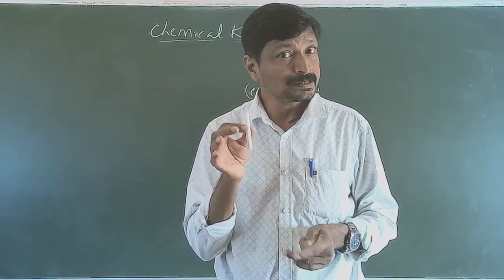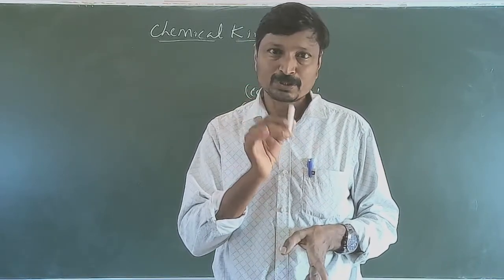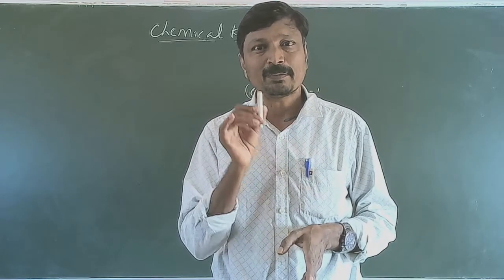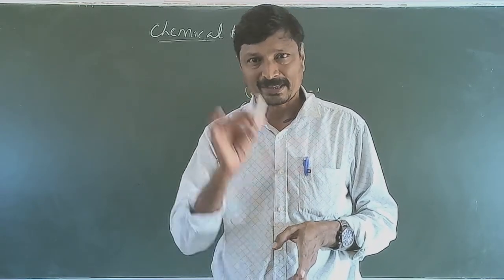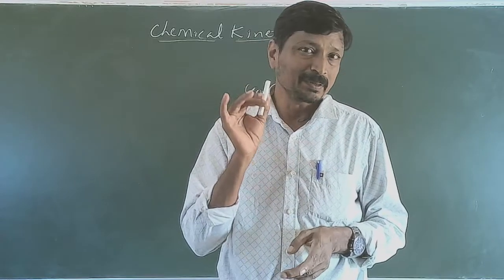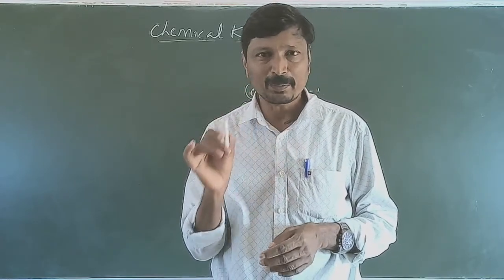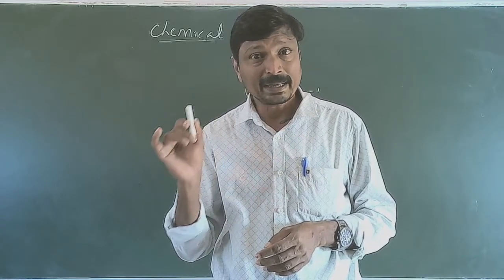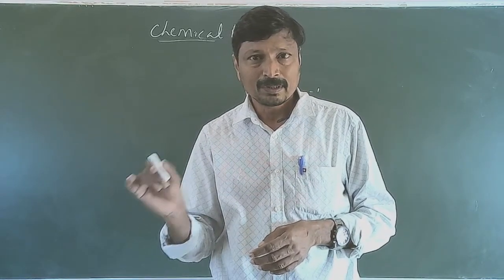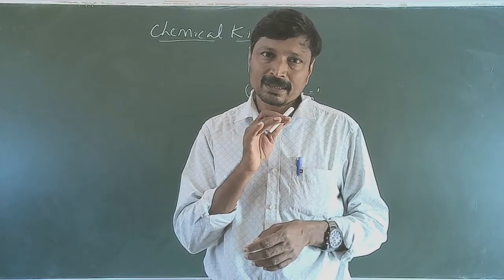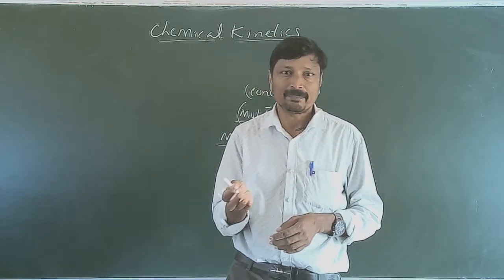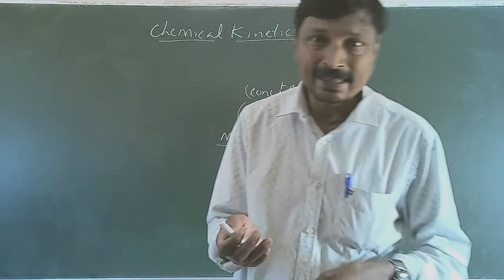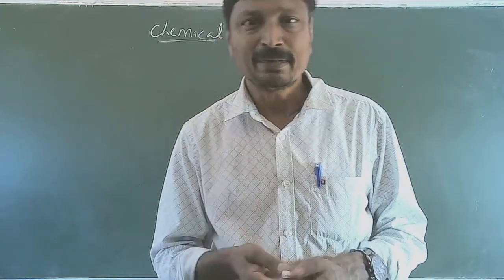But order is what? Only for the slowest step. The slowest step gives the order of the total reaction. So, this thing you have to remember. What is the difference between molecularity and order? Order can be fraction or 0, molecularity cannot be fraction or 0. For complex reaction or elementary reaction, order can be given. For complex reaction, molecularity is meaningless.